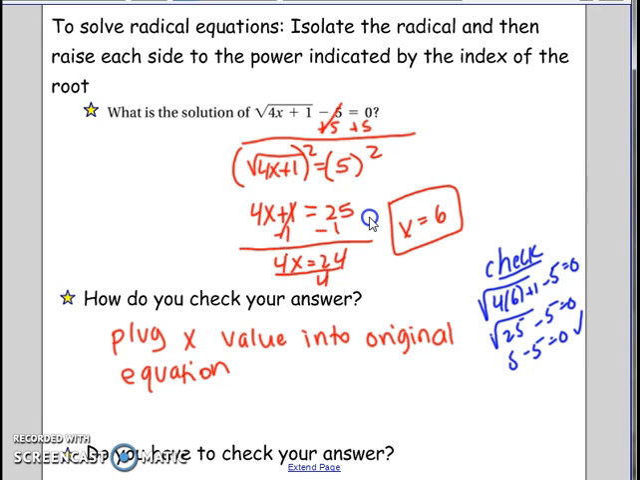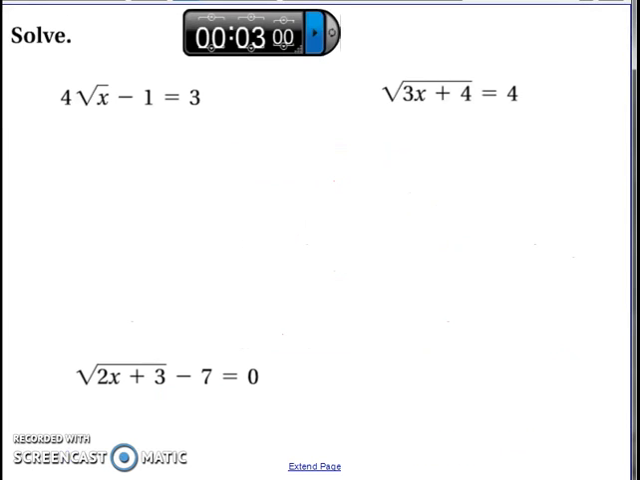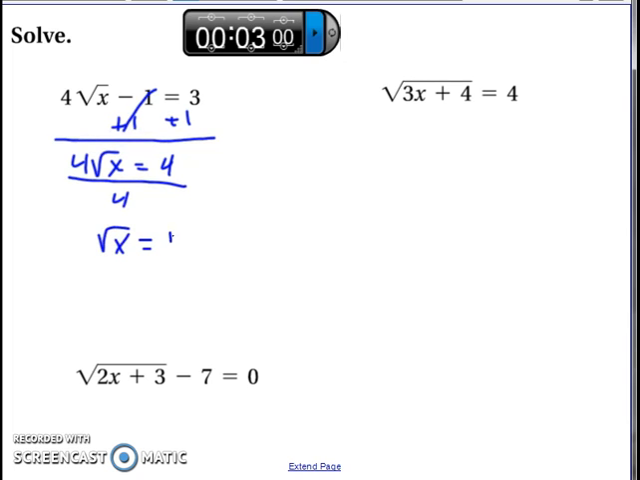Do you have to check your answer? The answer is sometimes. And I will explain when we do need to check our answers. So if we want to solve these, okay, first one, you're going to add 1 first. Again, you're isolating the radical. Now we divide by 4. So square root of x equals 1. We square both sides. X equals 1.